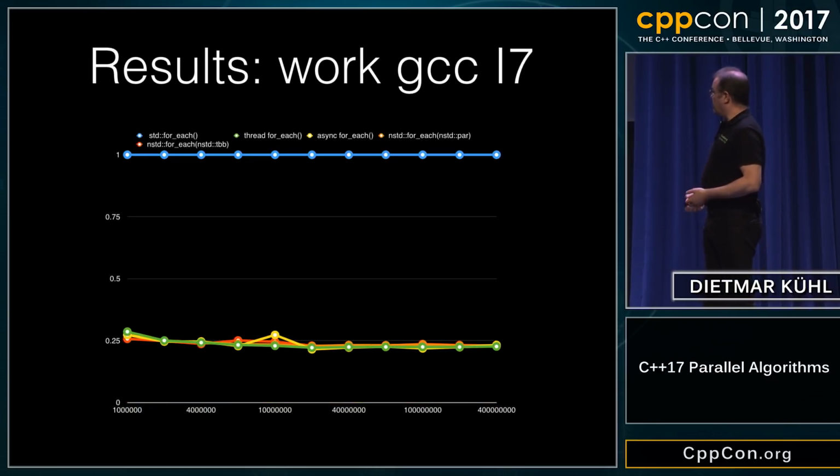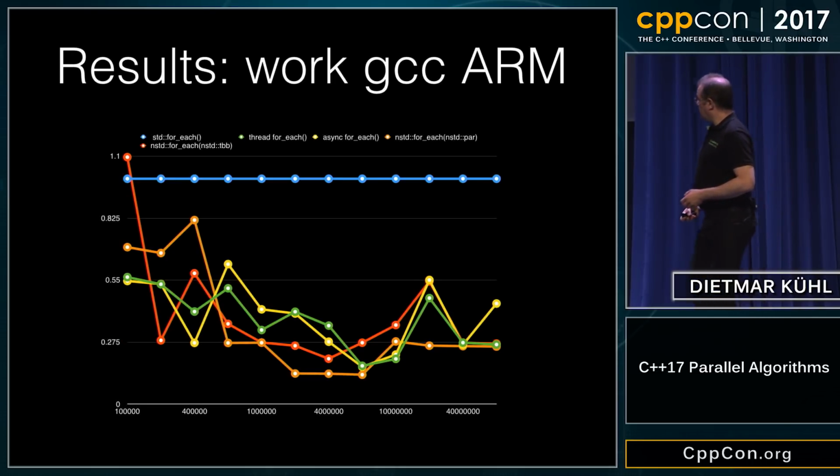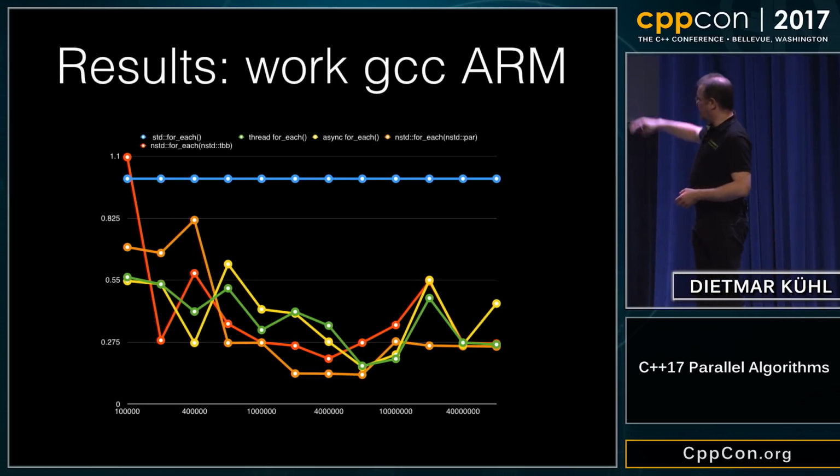The same is true for the desktop machine. If you make it not memory bound, you basically get all 4 cores busy, and you execute 4 times as fast, which is nice. On the Raspberry Pi, it's a little bit more confused. There's no consistent result, but it's still faster, and it keeps the machine busy.